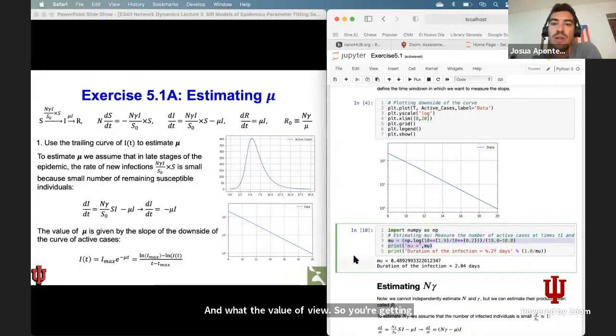I'm going to launch the poll again to give people time to do it. So again, the exercise is pick different times other than 10 and 18. Look at the values of the curve, plug them into this equation, and tell me what values of mu you are getting. And you can tell me in the chat.